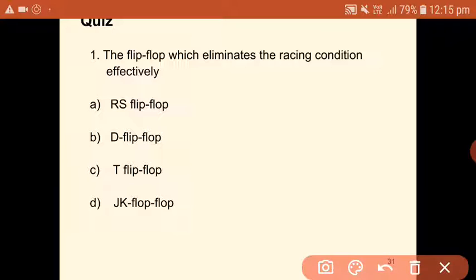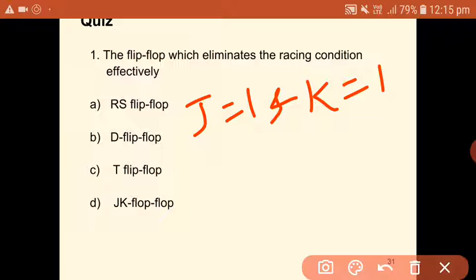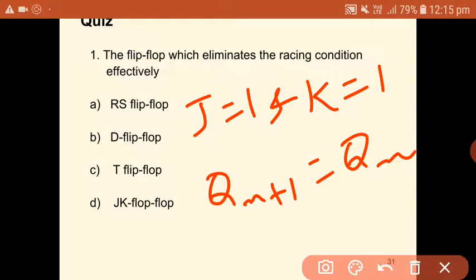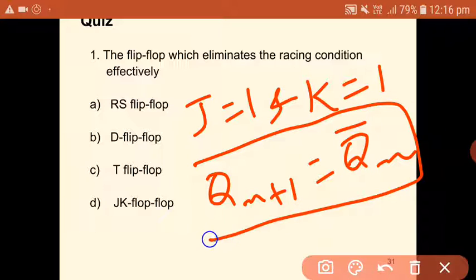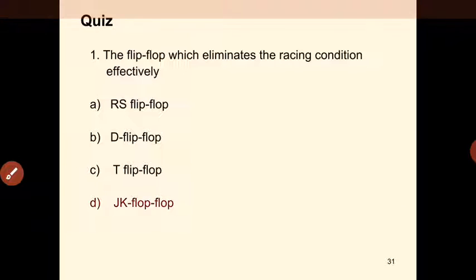Whenever J is equal to 1 and K is equal to 1, the output is defined, and the output is Qn plus 1 equal to Qn bar. That means you are defining the output of the JK flip-flop for the J equal to 1 and K equal to 1 combination. So that's why the JK flip-flop is the flip-flop which eliminates the racing condition effectively. So the answer will be JK flip-flop.